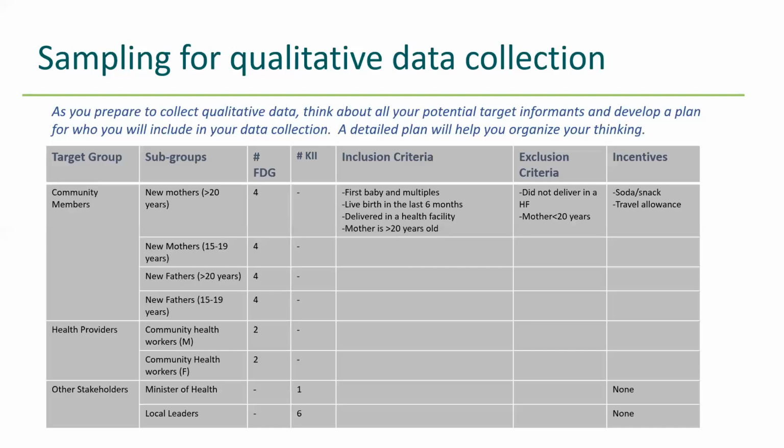For the first subgroup of new mothers who are over 20 years of age, I have included inclusion and exclusion criteria on the sampling plan to give you an example of how you might want to think about who you will include or exclude from your subgroups. In your sampling plan, you may want to add other columns, such as a column for how you will recruit participants or who will facilitate the focus group discussion or key informant interview.